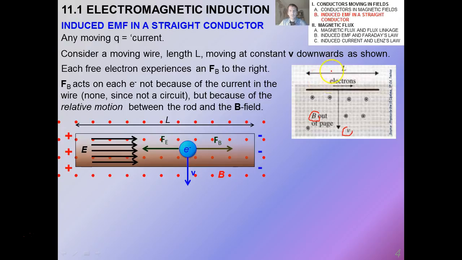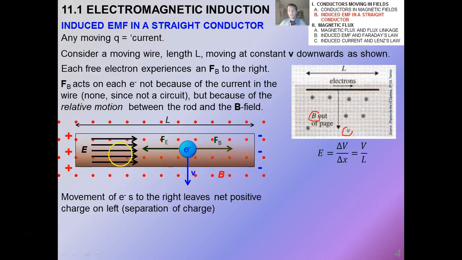Okay, so here's sort of a more detailed view of what's going on inside that wire. Okay, so what happens is there's a magnetic force on the electron to the right, okay, which means that you end up having more negative charge on the right side of the rod than the positive side of the rod. That, in effect, creates an electric field inside of this conducting rod, this length of wire, okay?